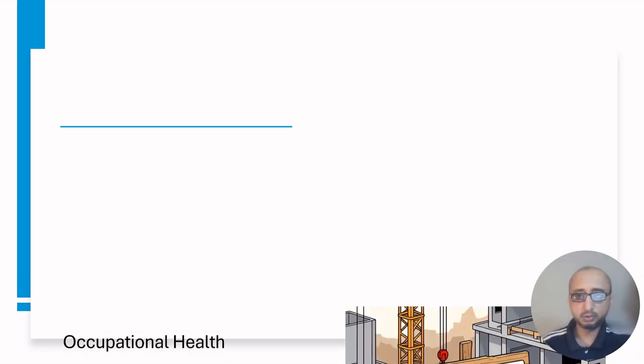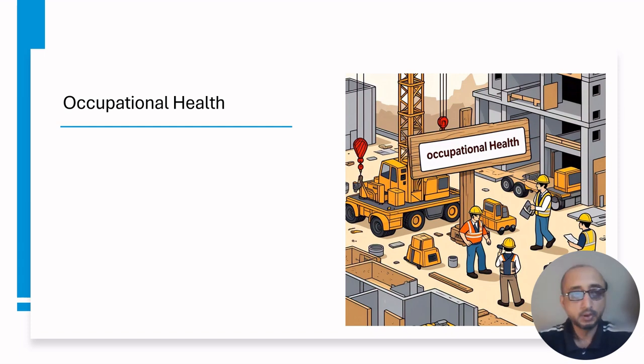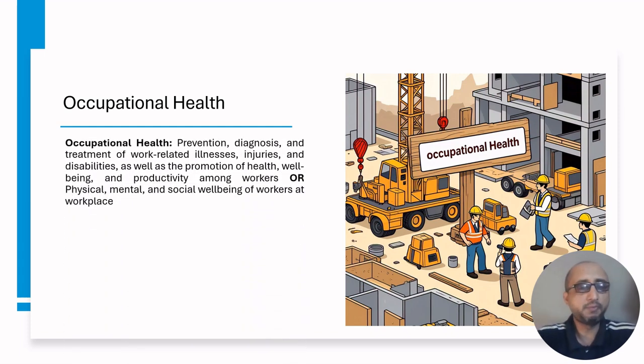Let's first understand what occupational health is. Occupational health is the prevention, diagnosis, and treatment of work-related illnesses, injuries, and disabilities, as well as the promotion of health, well-being, and productivity among workers. Or simply, it is the physical, mental, and social well-being of workers at the workplace. Every worker has a contract with the organization in which he exchanges his services for financial benefits, and it is not a part of any contract that he may be exposed to undue risk which may impact his health or safety.